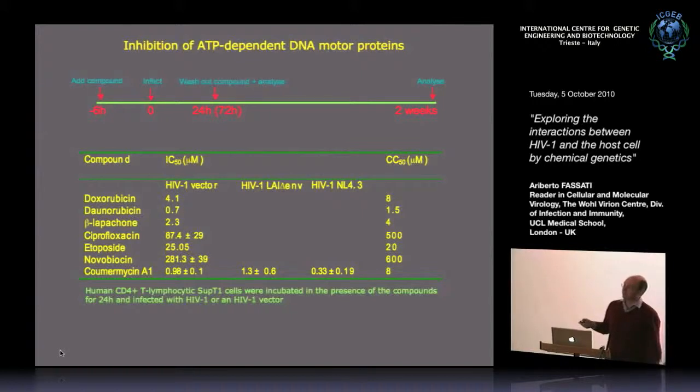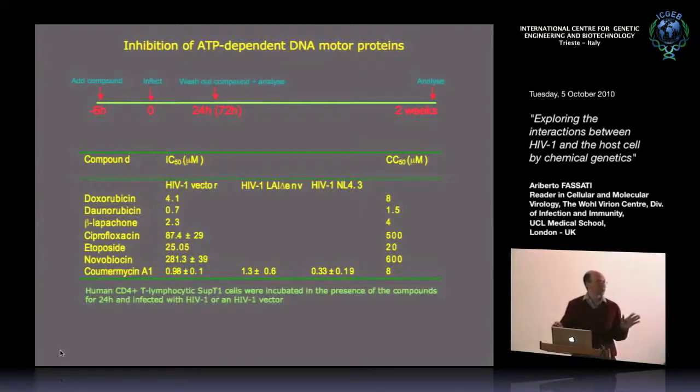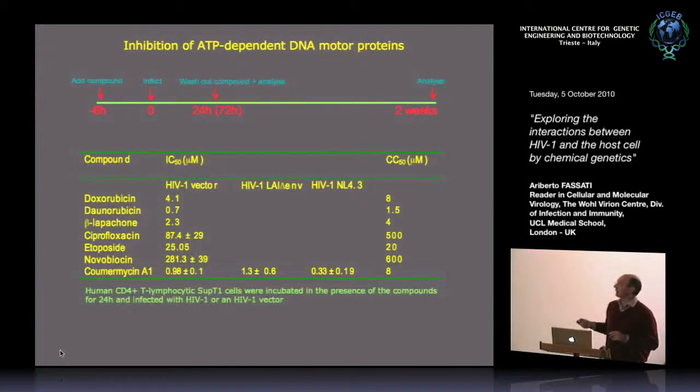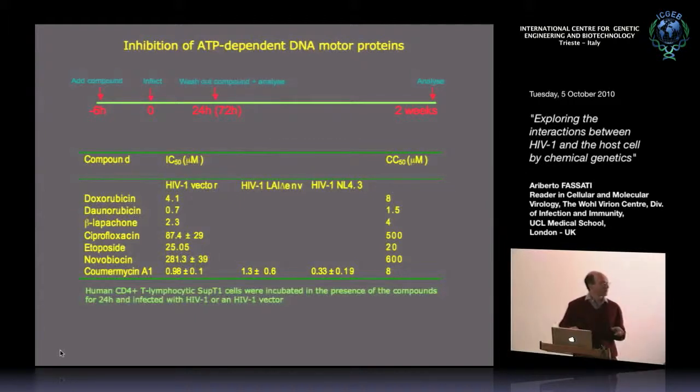So we tested, I think, 8 or 9. And some of them had a little bit of activity, but they were also a bit toxic. The real good one was a compound called coumarin A1. That had a very good IC50, about 1 micromolar, and in a replication-competent virus, 0.3 micromolar. So we are in the nanomolar range, in fact, here, and a decent selectivity index. So we decided, well, this is an interesting compound. Let's pursue this. Originally, we thought that that was the mechanism of action.